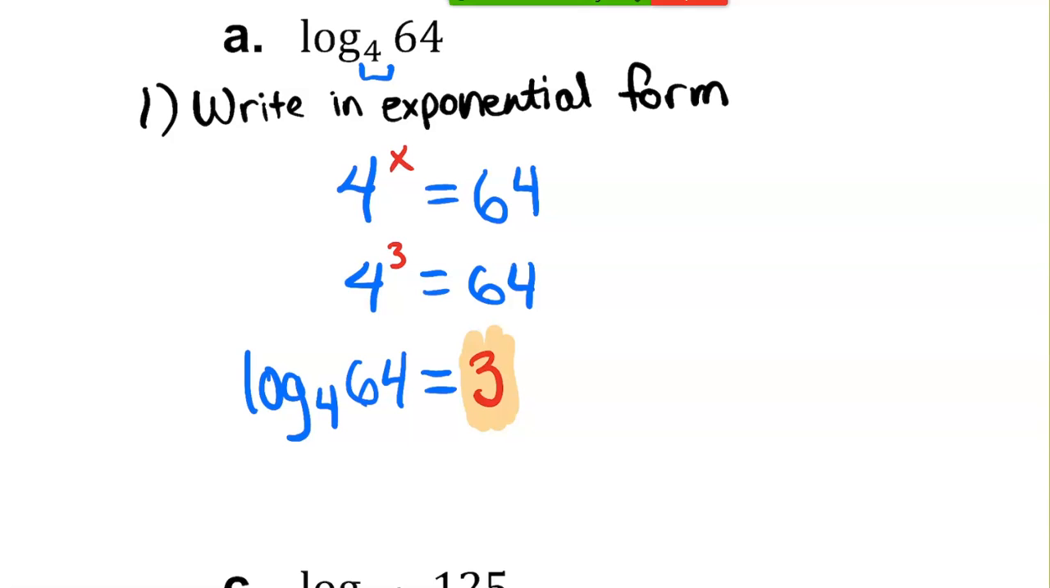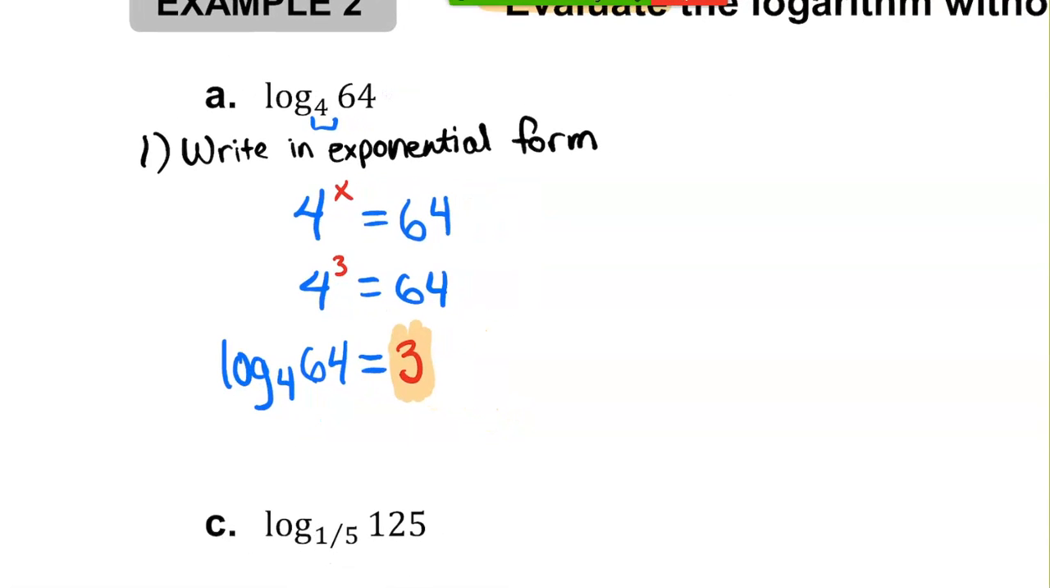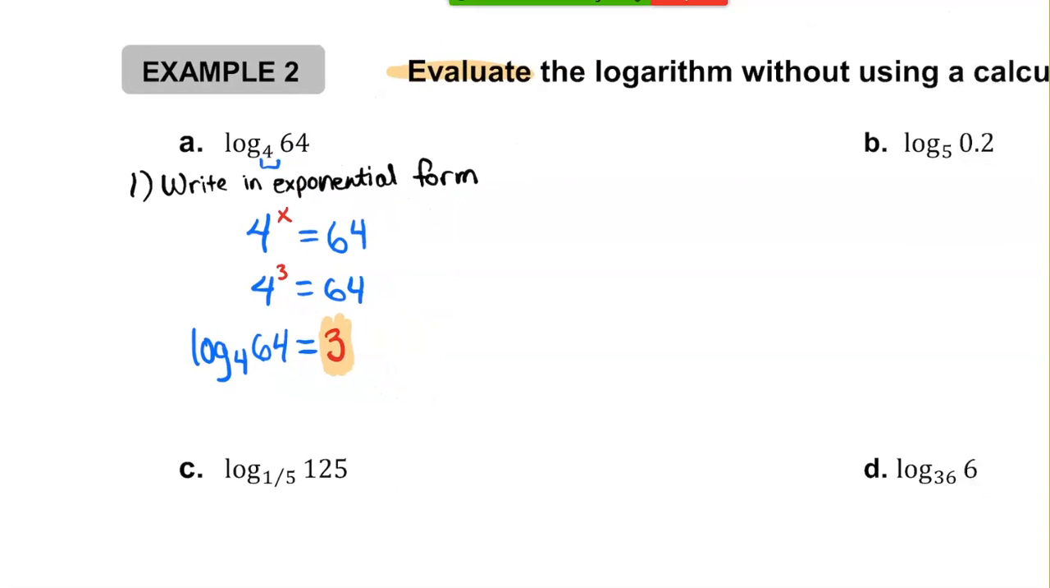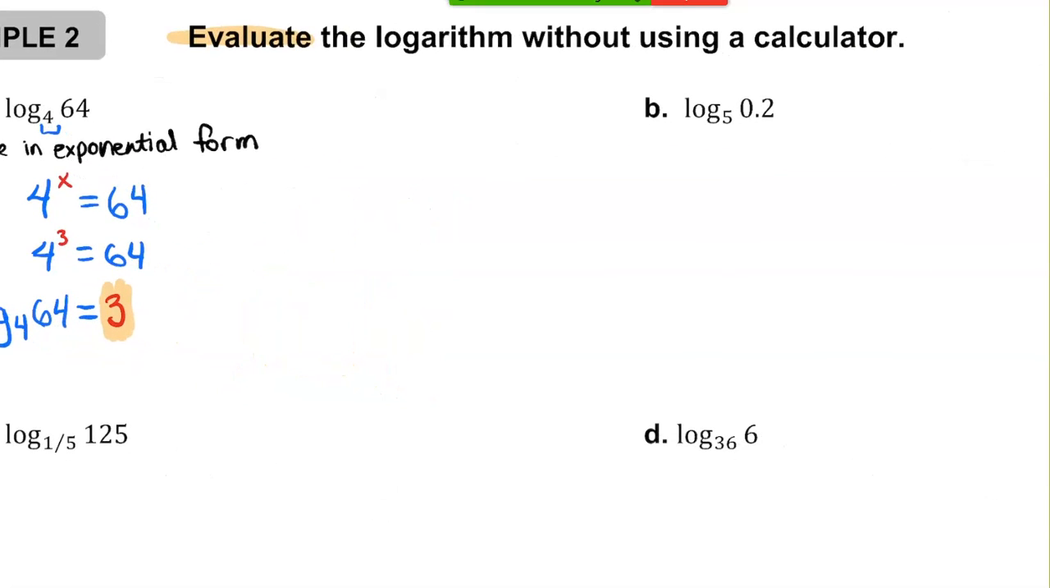Any questions about that? Okay. So let's try that again. Part B, this one's a little trickier. So we have log base 5 of 0.2. So again, you can do a guess and check here. It's going to be 5 to what power equals 0.2.